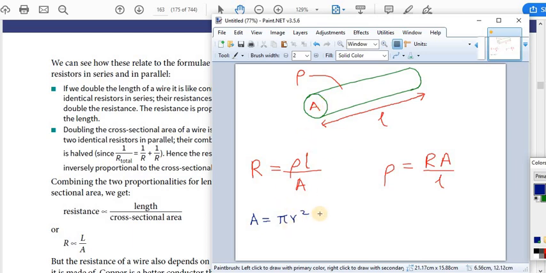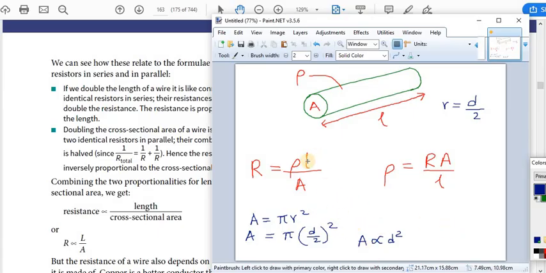But also, you know, the radius of a circle is diameter divided by 2. So over here we can substitute for r, diameter divided by 2, quantity squared. So here you can see, then you will get pi d squared over 4. And finally we can conclude that the area of cross section is proportional to the square of the diameter. So this is what you have to understand.